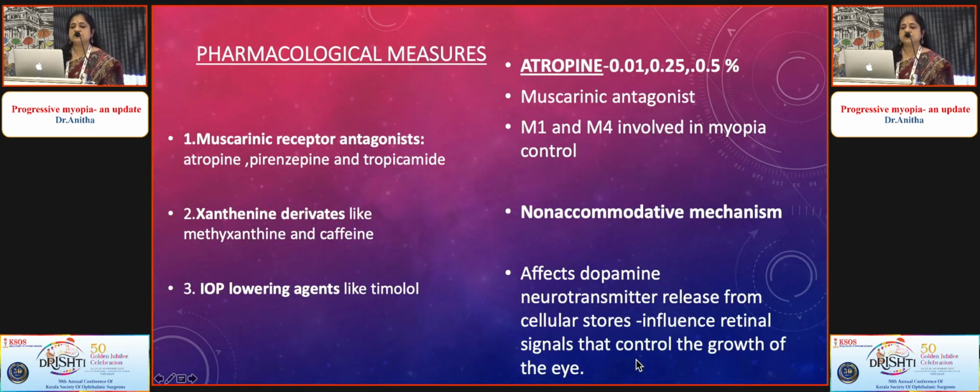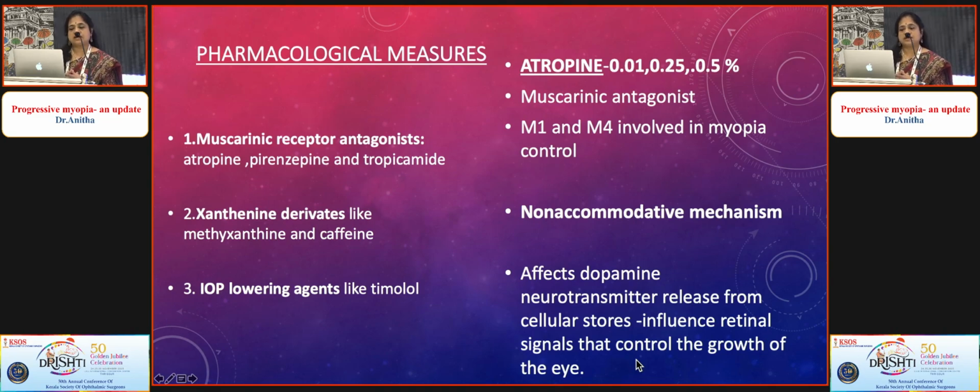About pharmacological measures, we are dealing with muscarinic receptors, xanthine derivatives or IOP lowering agents, of which muscarinic receptors holds good even at this time. The most commonly used one is atropine of various concentrations, 0.01%, 0.25 and 0.5%, but the one we most commonly use and is commercially available is atropine at 0.01%. It's a muscarinic antagonist acting on all receptors, but the M1 and M4 receptors are involved in myopia control.